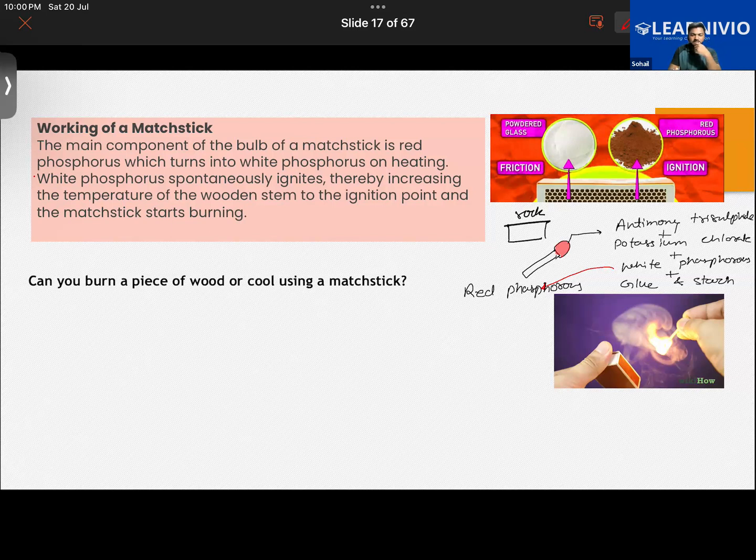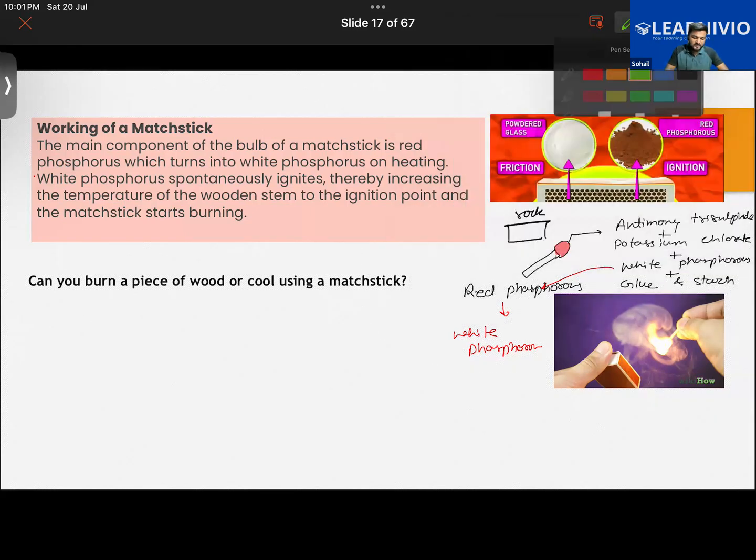So what I was going to say is that once this is struck against the rough surface, it generates sufficient heat, and some of the red phosphorus actually converts into white phosphorus. Some of the red phosphorus will be converting into the white phosphorus, and in this manner, it would be burning. The white phosphorus being more reactive than the red phosphorus, it would immediately catch fire, and hence the matchstick will burn. So that is the thing. Hope you guys are getting it.